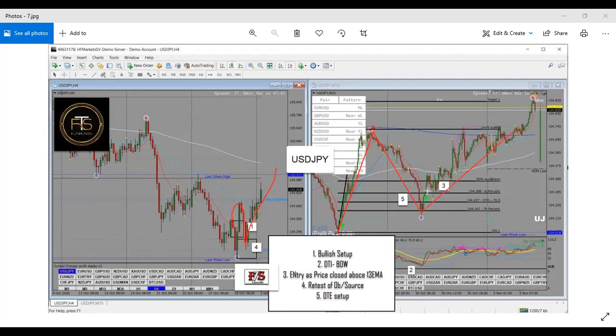Entry as price closes above the 30 EMA. So we're going to enter from here, and it went up, it did a drawdown, and finally it made its move to the upside. Look at the semaphore. This semaphore is within the range, right? It shows that price might not go down again, but we will not enter until price closes above the 30 EMA.